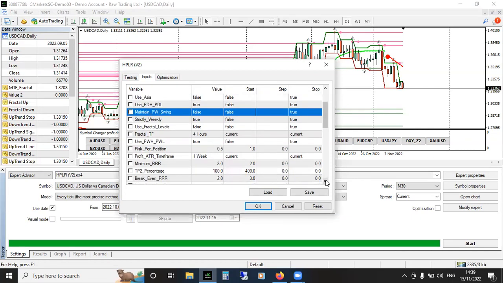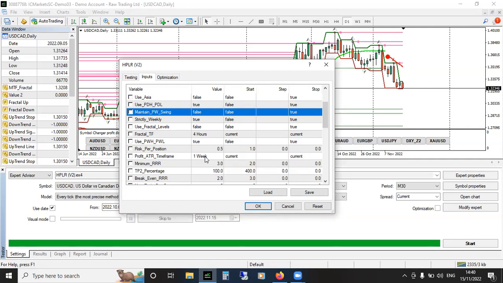Then you can set the minimum RRR you should have. This allows you to filter out when you have SLs that are too large. Basically how it works is this, we have what is called the profit ATR time frame. So we take the average true range, that's the expected range. Let's say we want to trade USD CAD, for instance, and USD CAD moves about 160 pips in a week.